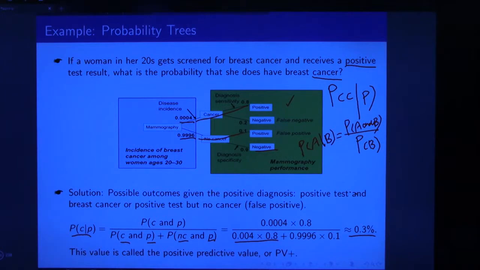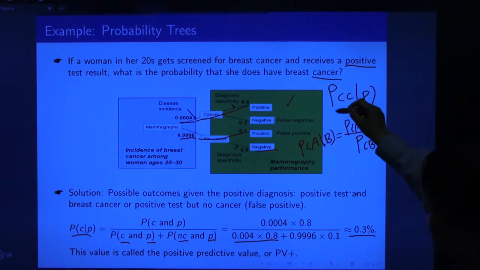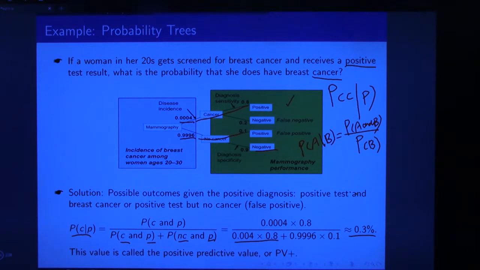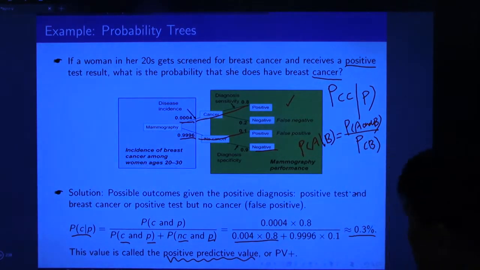Right? That means even if she has a positive result, the probability for her to actually have breast cancer is only 0.3%. Right? So this is very small compared to the scary positive result. And we call this one the positive predictive value, or PV positive.